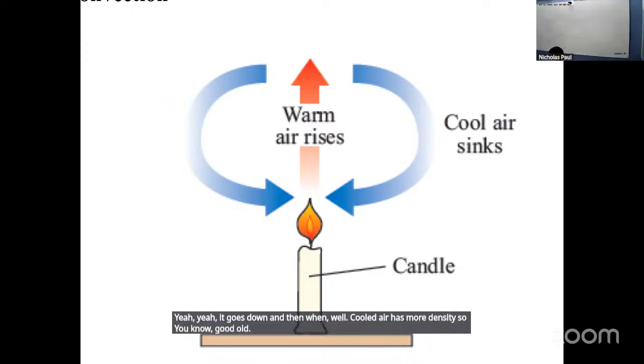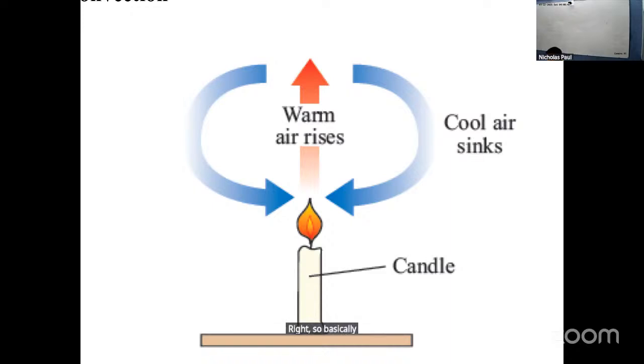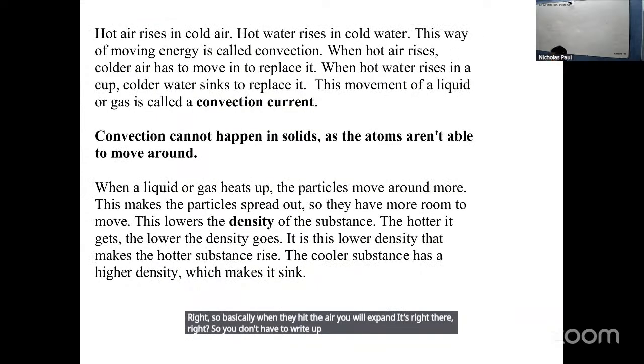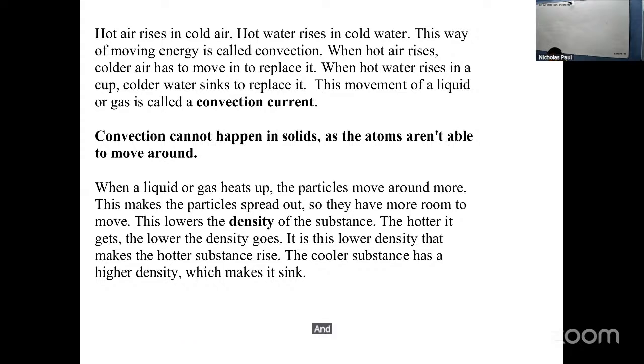So basically, when you heat the air, it will expand, and it will then decrease the density. Less dense air will rise, and the more dense, colder air will take its place, and it creates convection currents. Okay.